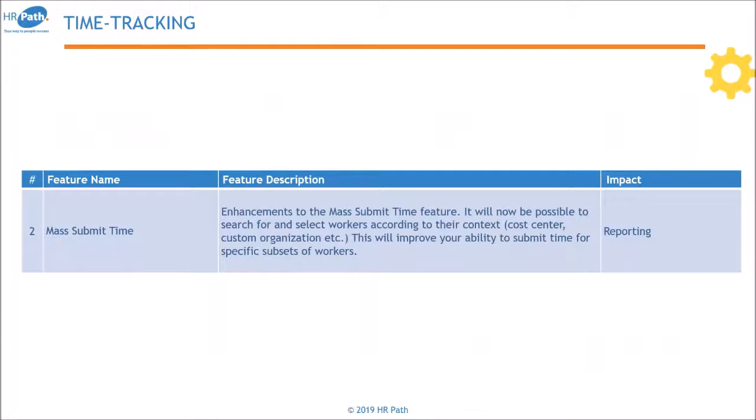Now moving on to our second feature for time tracking, that is mass submit time. Mass submit time used to be a task. Now it is a report. So it is now possible to search for and select workers according to their context. It can be the cost center, the customer org, etc. This improves the ability to submit time for specific subsets of workers.